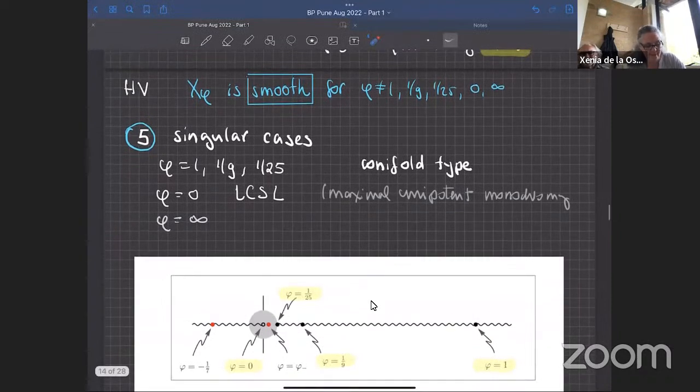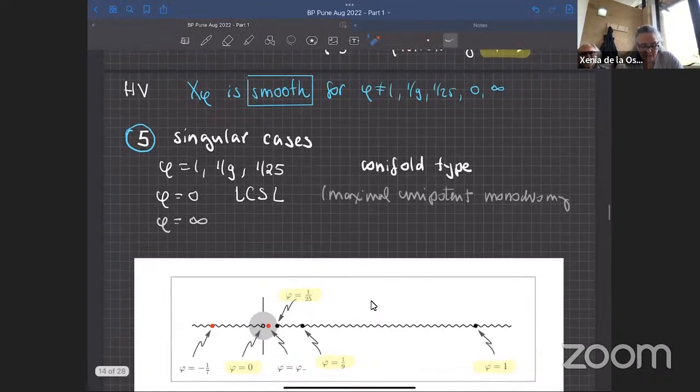So this family is smooth for generic phi, except when phi is 1, 1/9, 1/25, 0, or infinity. It's not a hypergeometric case. So there are 5 singular cases. When phi is 1, 1/9, or 1/25, we have conifold type singularities. When phi is 0, we have what's called a large complex structure limit, another way to say a point of maximal unipotent monodromy. And then we also have a nasty singularity that I won't describe today, which is phi equals infinity.